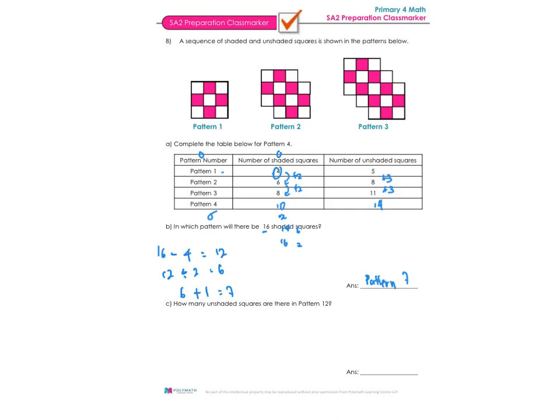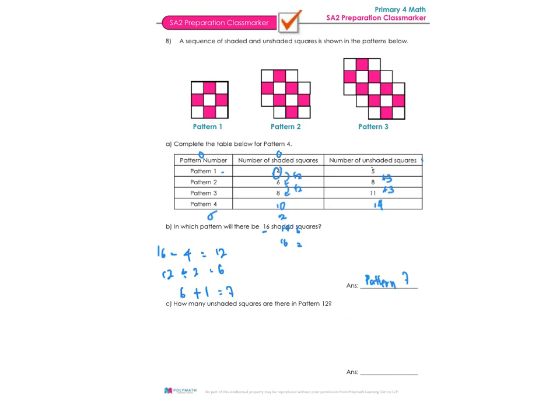Question 8c, how many unshaded squares are there in pattern 12? Here pattern 12 is a bit further away from pattern 4, which is the last pattern that you know. So we are going to do the division method. Now we are talking about unshaded squares.